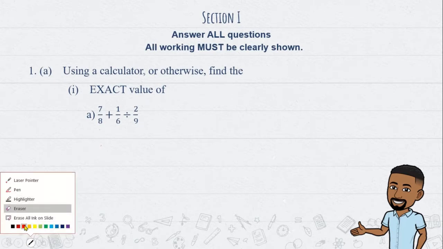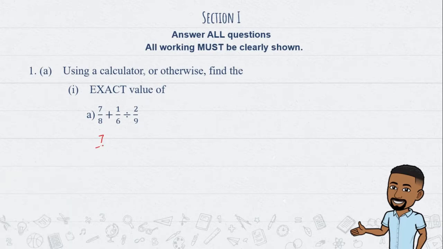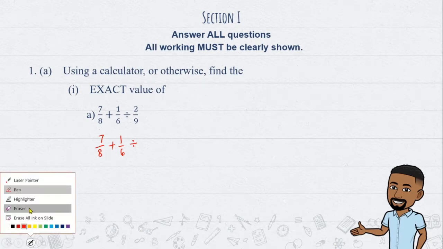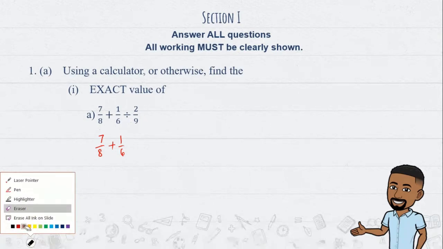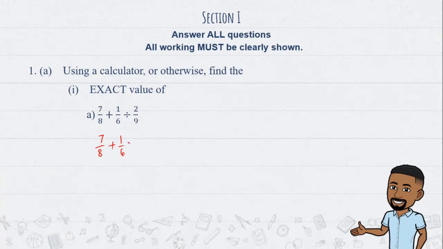Alright, so I'm going to rewrite my first fraction, so 7 over 8 plus 1 over 6, change the symbol. So I'm going to change from the division symbol to a multiplication symbol. Then I'm going to reciprocate my fraction, or flip my fraction. So it's change, then flip.